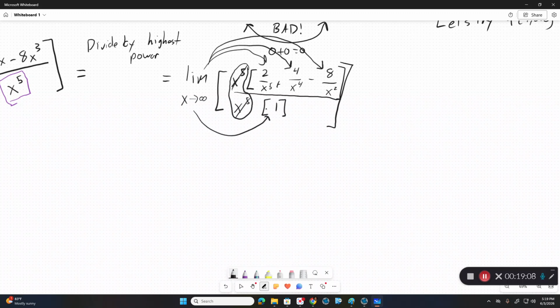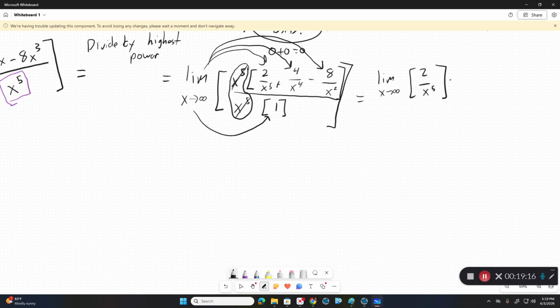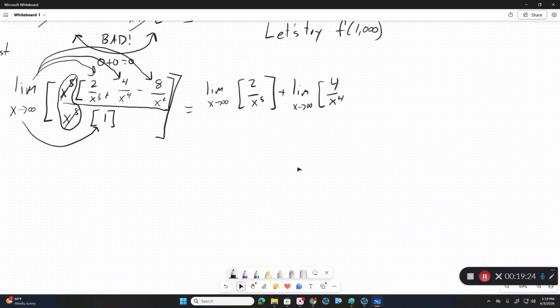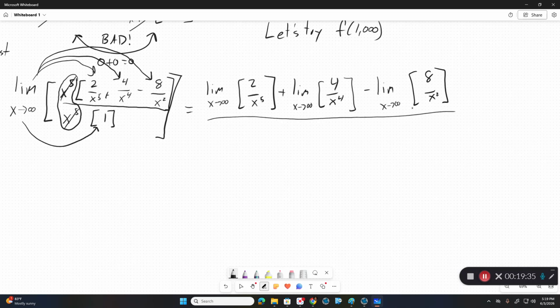Both top and bottom. It's a lot to write. 2 over x to the 5 plus the limit as x approaches infinity of 4 over x to the 4. Grab myself some more room. Minus the limit as x approaches infinity of 8 over x squared, divided by the limit as x approaches infinity of 1. So, as x gets larger and larger, this denominator term becomes larger and larger. This term goes to 0.